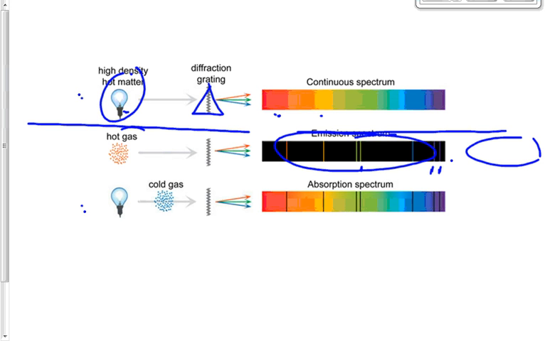What about this third diagram here? This is our emission spectrum. Sometimes we call it our line emission spectrum. The third diagram, you can see, is called an absorption spectrum.